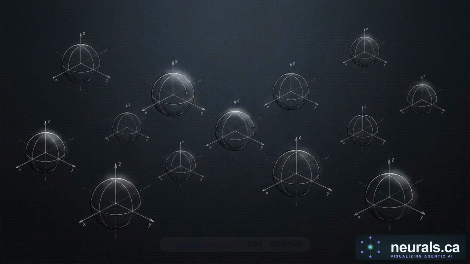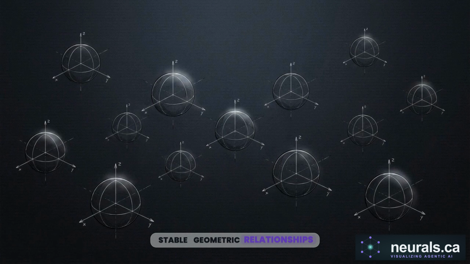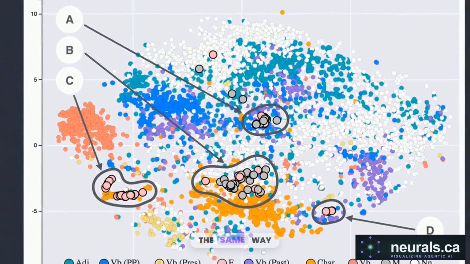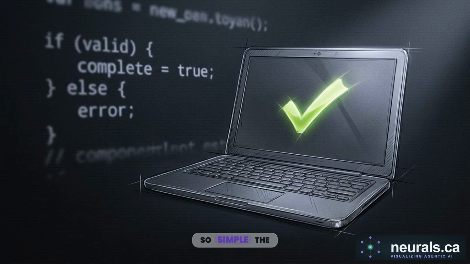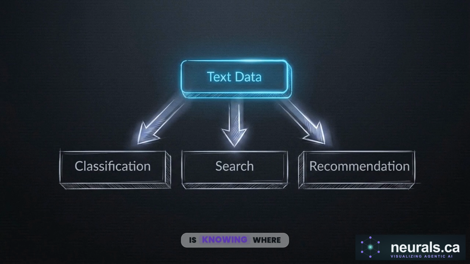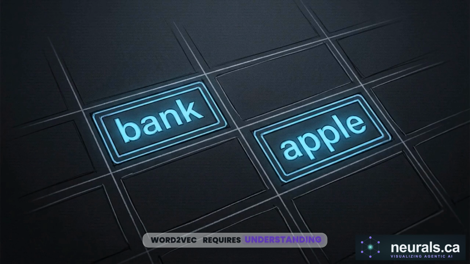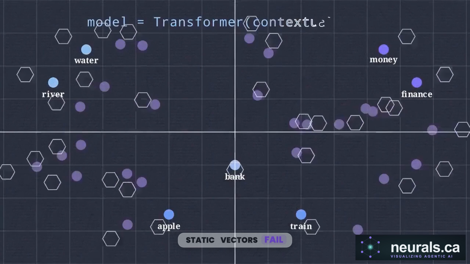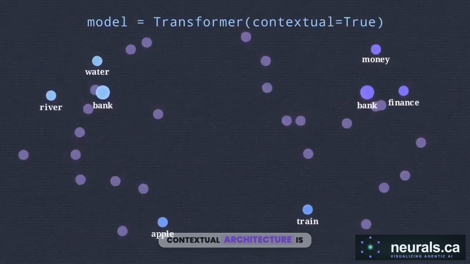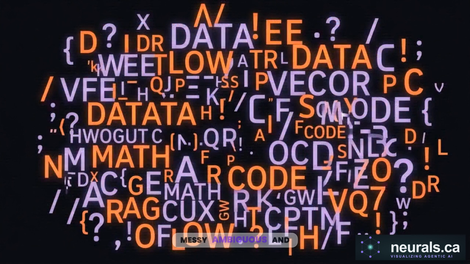Now, a caveat. A 3-sentence toy corpus is far too small to yield stable geometric relationships, but the training API behaves exactly the same way, even when scaled up to billions of words. Because the implementation is so simple, the real engineering challenge isn't writing the code. The challenge is knowing where and when to use this model. Mastery of Word2Vec requires understanding its structural limitations, so you know exactly when its static vectors fail and a newer contextual architecture is required. Language is messy, ambiguous, and famously difficult for computers to process.